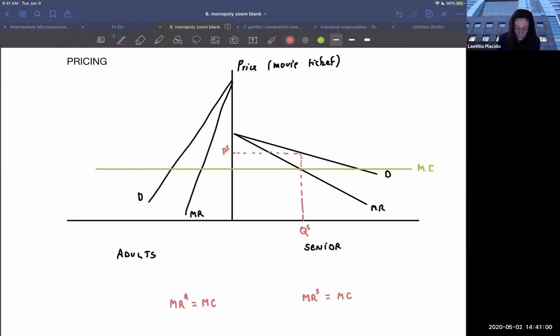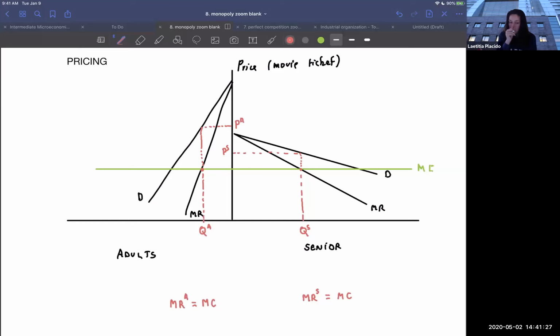Now I'll do the same with the adults. Marginal cost equals marginal revenue. It occurs here. So that's the optimum quantity for adults. And what about the price? I go up to my demand curve and I get the price charged to adults.